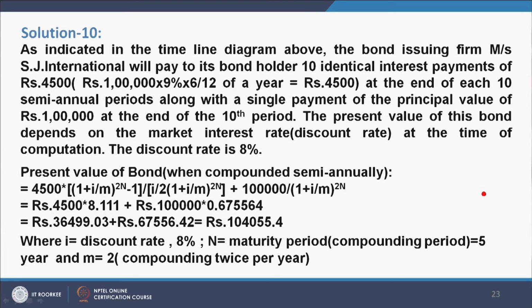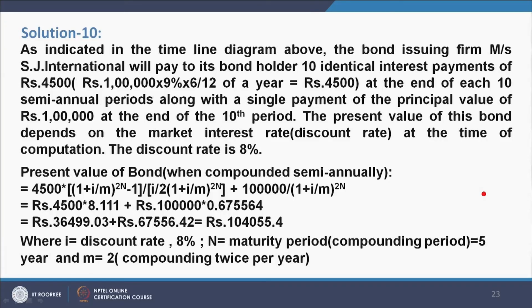The present value of this bond depends on the market interest rate, that is the discount rate. At the time of computation, the discount rate was 8%. So, the present value of the bond compounded semi-annually can be given by this. This is the annuity 4,500 for 10 consecutive payments, and this is converted into the present value using a discounting method which is compounded semi-annually, and this 1 lakh is converted into the present value using a discounting method which is compounded semi-annually.